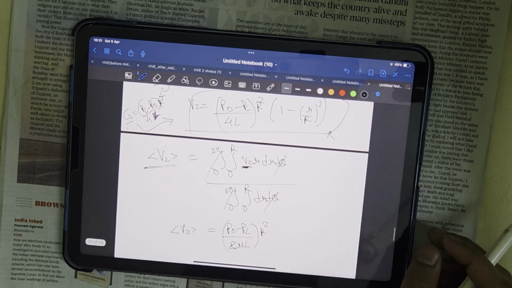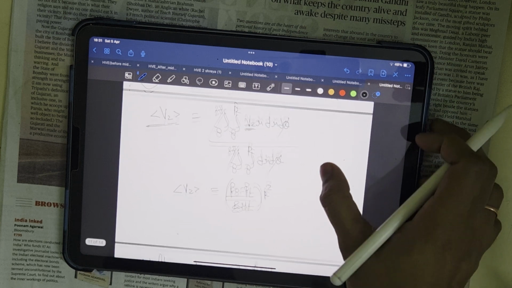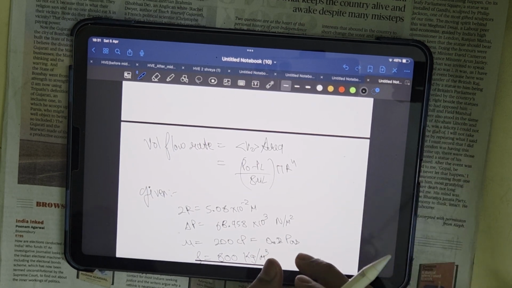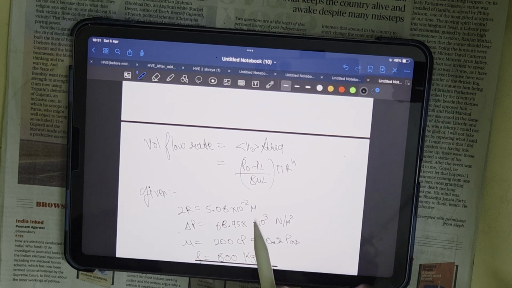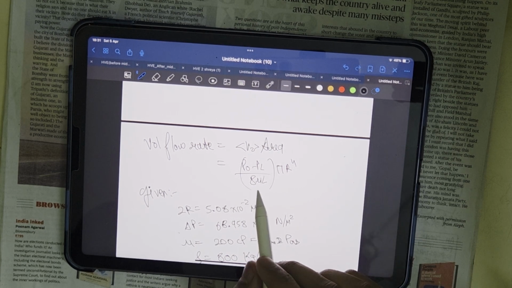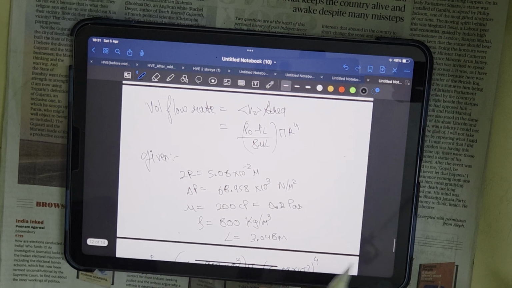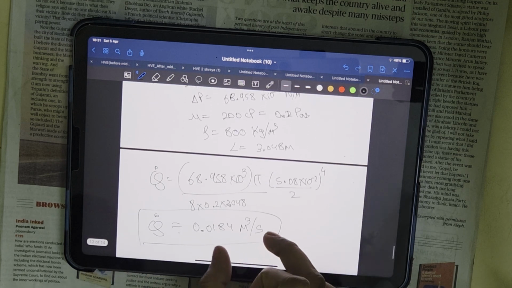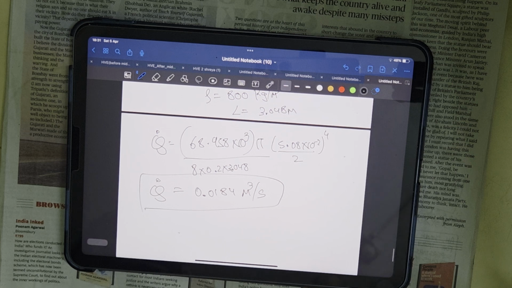We calculated the average velocity equation, which we require to calculate volumetric flow rate. Volumetric flow rate is equal to average velocity into area. This is the final equation for volumetric flow rate. After substituting the given values, we calculated volumetric flow rate, which came out to be 0.0184 meter cube per second.